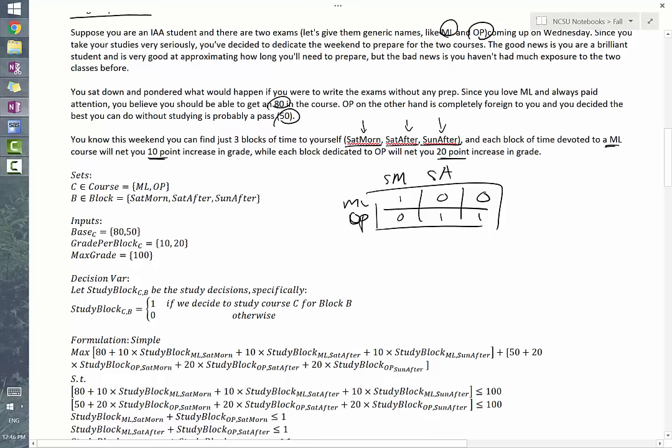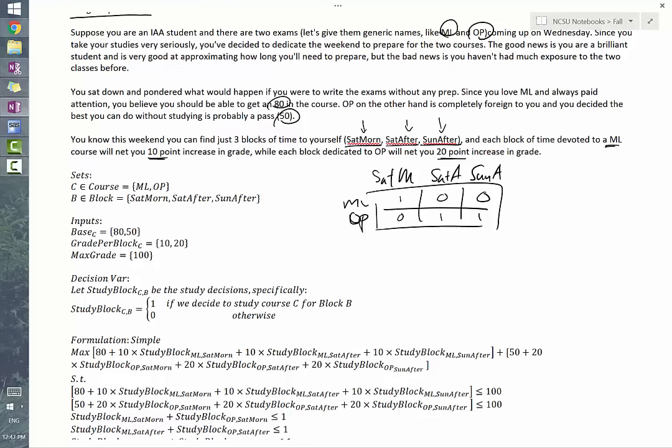SM, SA, well, that system didn't work out very well. Sat M, Sat A, and Sun A. So for each of these times, we can choose whether we take ML or OP. That's just everything that changes it from the previous linear program to the integer program. Again, not very difficult, right?